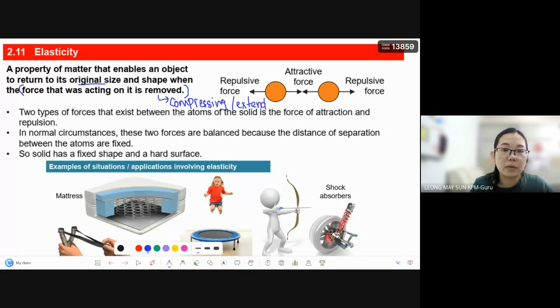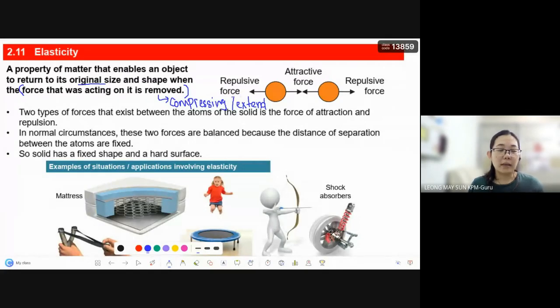So the main reason why there is elasticity in materials is due to the force that is acting between the molecules inside the solid materials. Let's just say we have two molecules here right now. When we have these two molecules between each other, they have an attractive force, and at the same time they have a repulsive force.